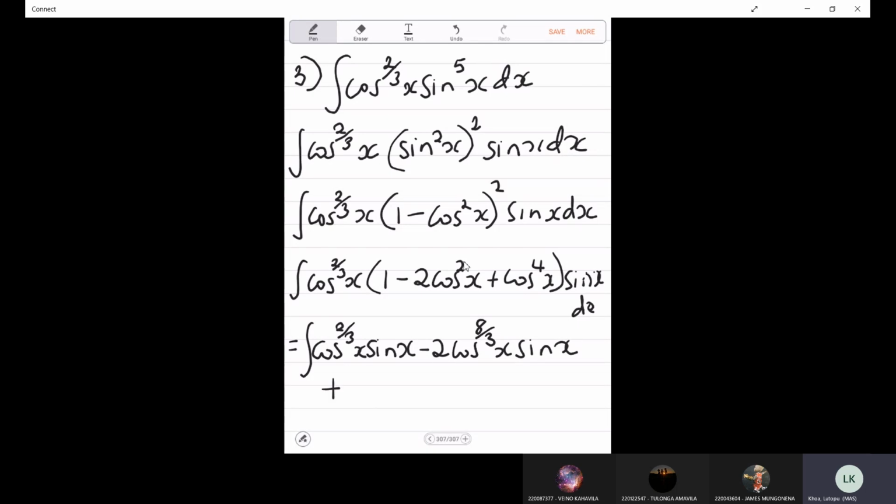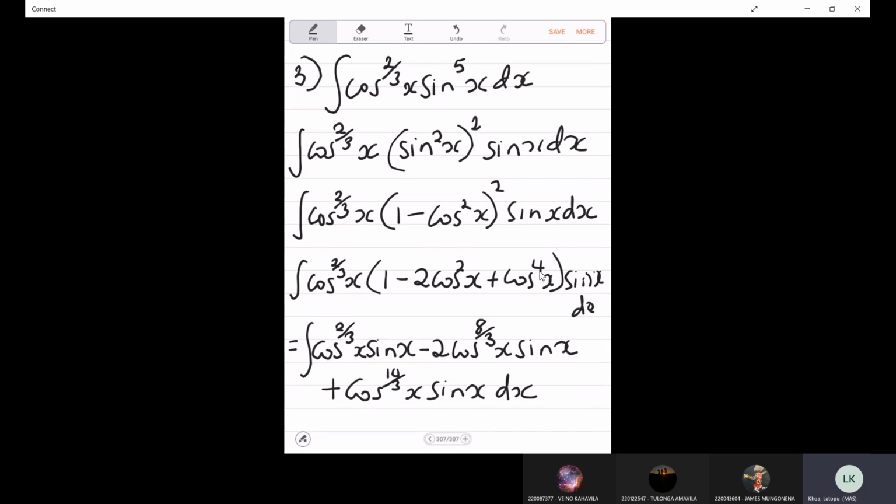And then the last term, cos to the power of 2 over 3 times cos to the power of 4. You add the exponents again because the bases are the same. That's 12, yeah, 12 plus 2 is 14. That's what I have here. So you have cos to the power of 14 over 3 of x, and then you multiply by sine x dx.